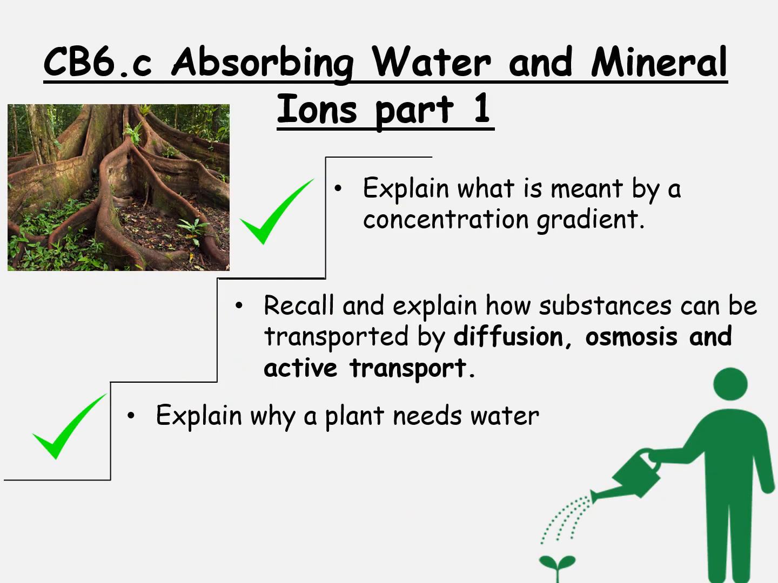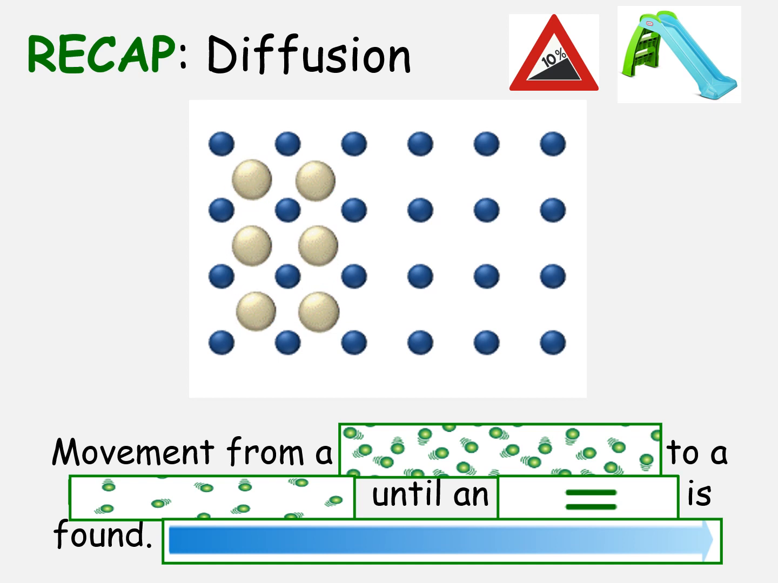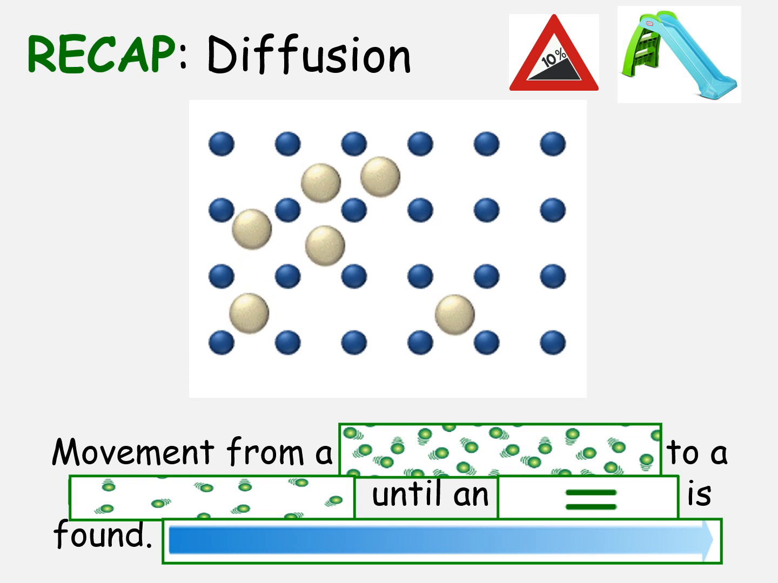So we've had a good look there at why a plant needs water and also what we mean by the term concentration gradient. Now we're going to move on to look at each one of those key terms, diffusion, osmosis and active transport, in a little bit more detail. We're going to start with recapping diffusion. Smells are spread by diffusion, for example.